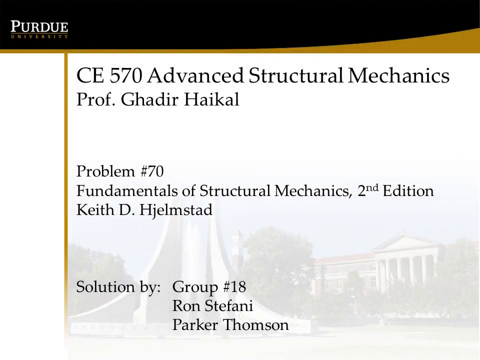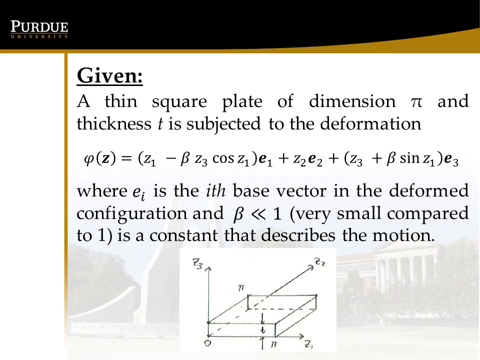Alright, this is CE570, the video solution for problem number 70, done by group 18. Our given information is a thin square plate of dimension pi and thickness t subjected to the following deformation. You can see the image given in the book. And the constant beta is very small compared to 1. It describes the motion.